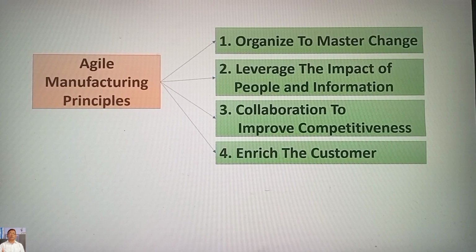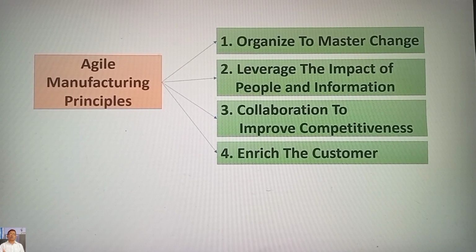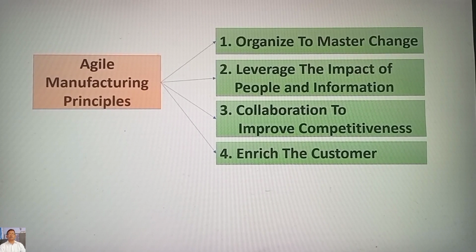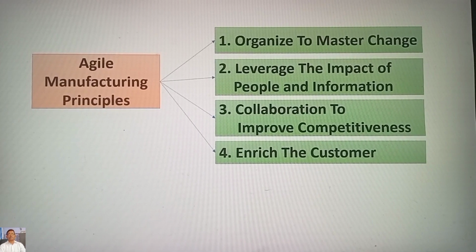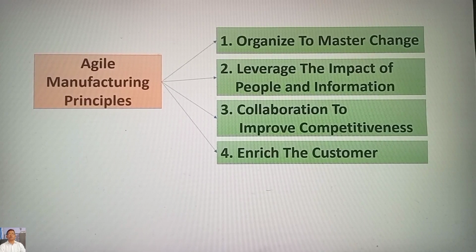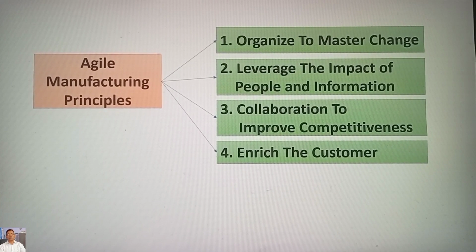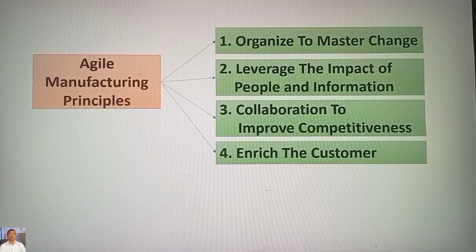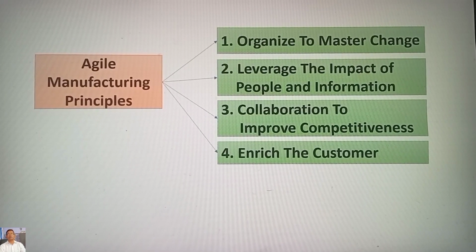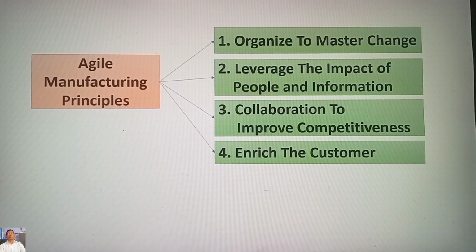Agile manufacturing principles. First, organize to master change. Second, leverage the impact of people and information. Third, collaboration to improve competitiveness. And fourth, enrich the customer.